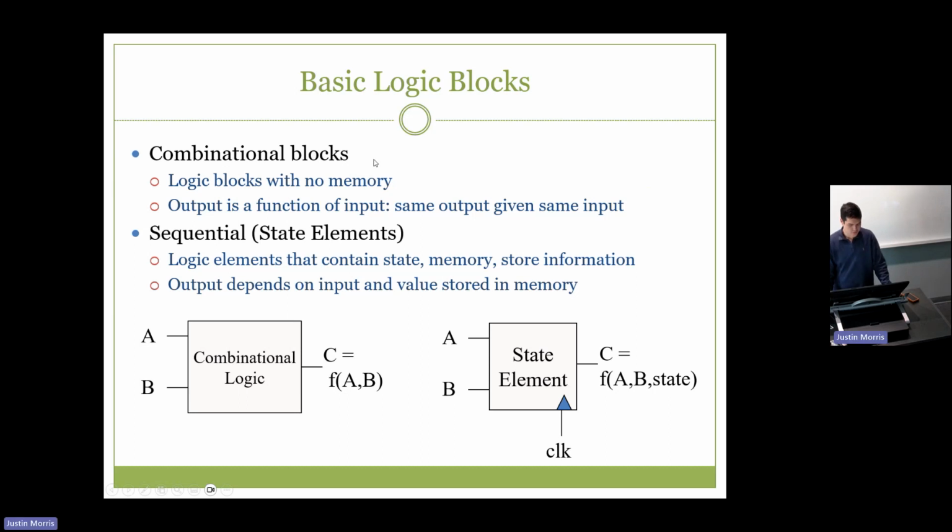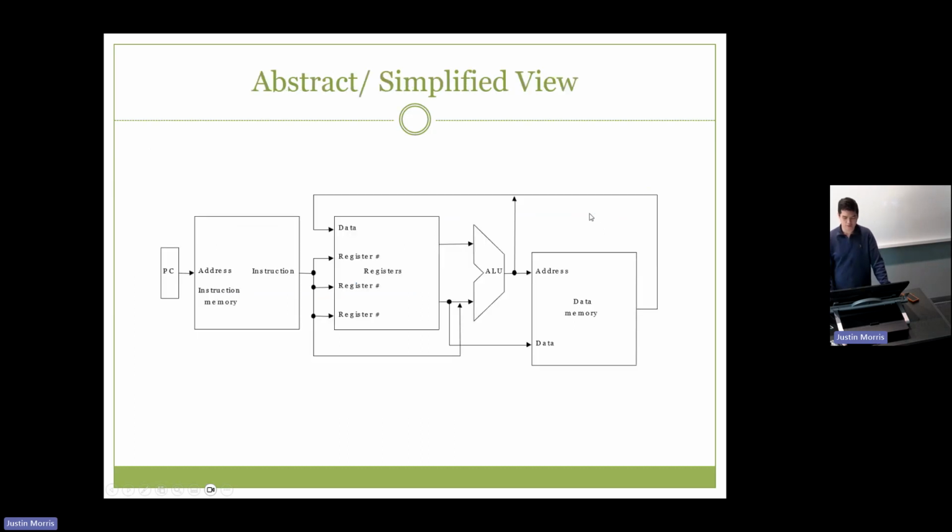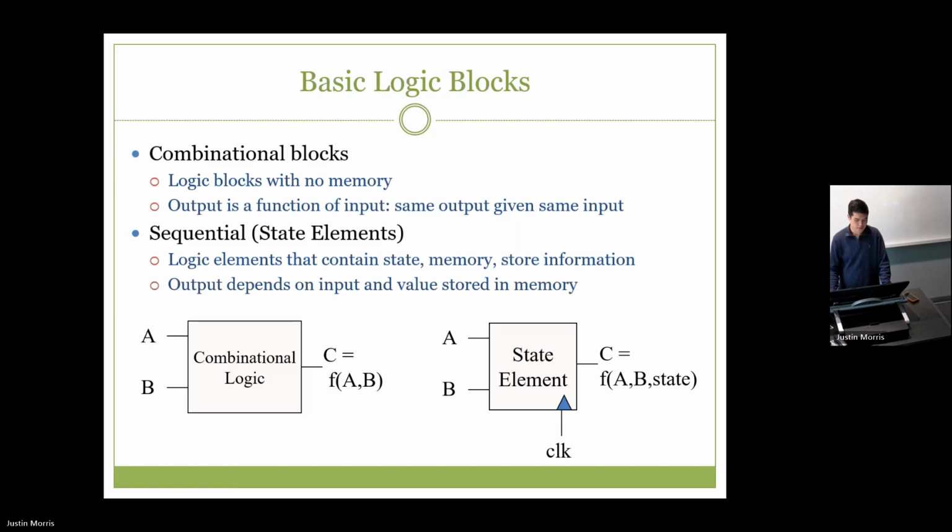So we have these basic logic blocks. There are two different kinds. There's combinational logic blocks. These are logic blocks with no memory. The output is simply a function of the inputs, and the same output is given for the same inputs. So combinational blocks in here we have the ALU, multiplexers, things like that. And control would also be a combinational block.